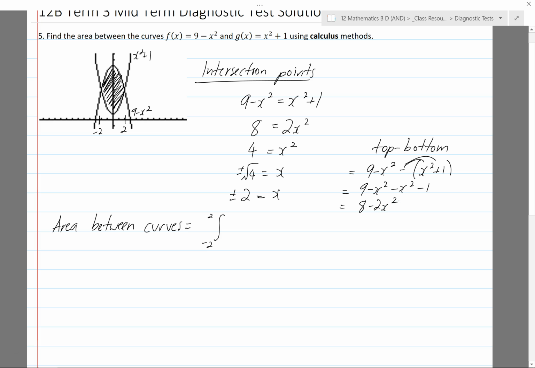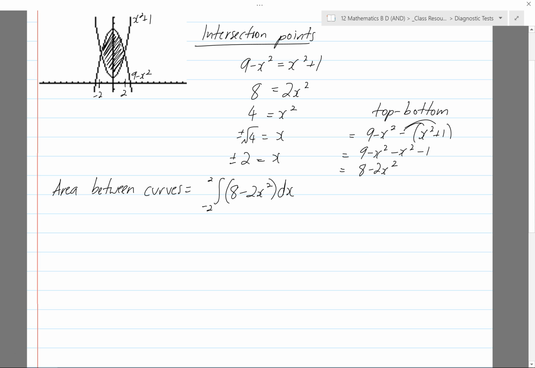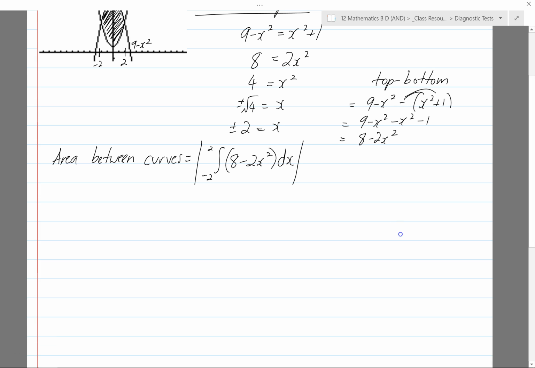So I really just need to integrate between -2 and 2 of this function. And that'll give me the area between the 2 curves. I'm a little bit cautious, not too confident I've got my top and bottom right, so I'll just absolute value it just in case. So I'll integrate.